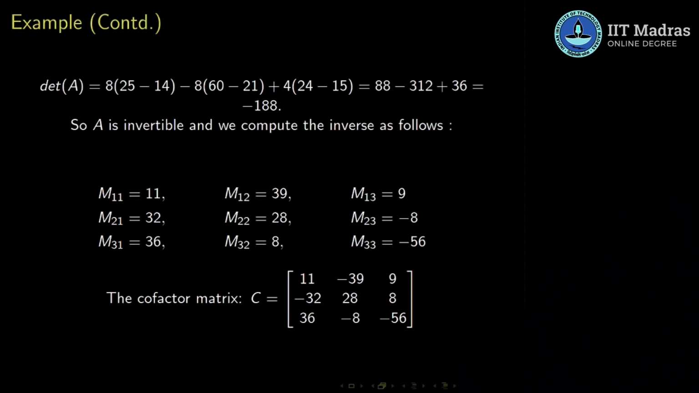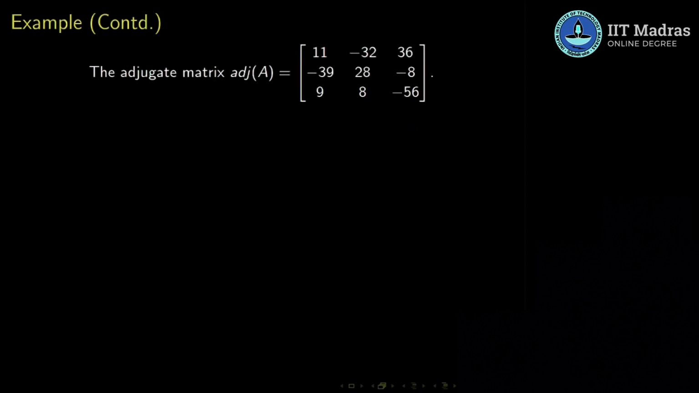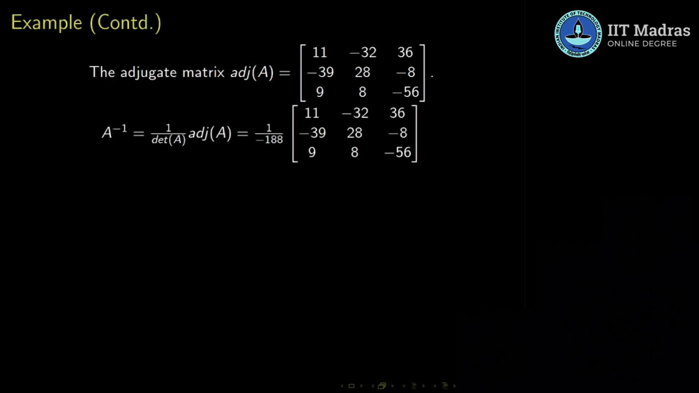So, from the minors we can get the cofactor matrix. How do we do that? We multiply each of these by minus 1 to the power i plus j. That is how we get the cofactor matrix, and then we can form the adjugate matrix. The adjugate is the transpose of the cofactor matrix. Then A inverse is 1 by determinant of A times the adjugate.